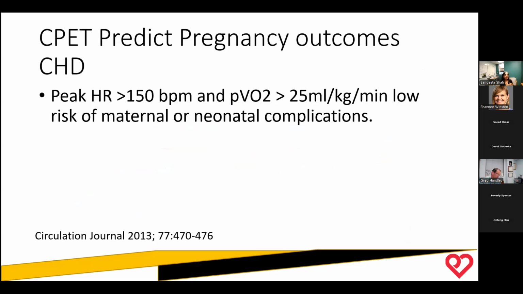So taking that into consideration, what is the role of CPET in pregnancy outcomes in congenital heart disease? And I'm sorry, I'm not showing you a graph. The graph was very confusing to describe, but basically what they were able to predict is that if the mother's heart rate was able to get to greater than 150 and her peak VO2 was greater than 25, then she had a low risk of both maternal and neonatal complications.